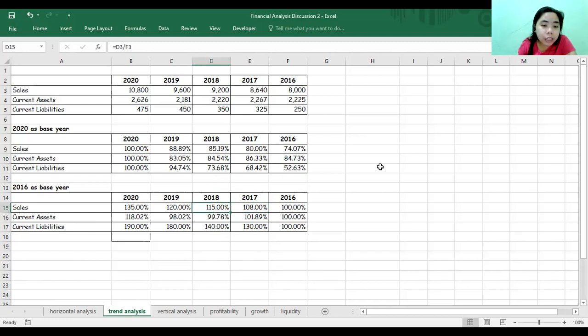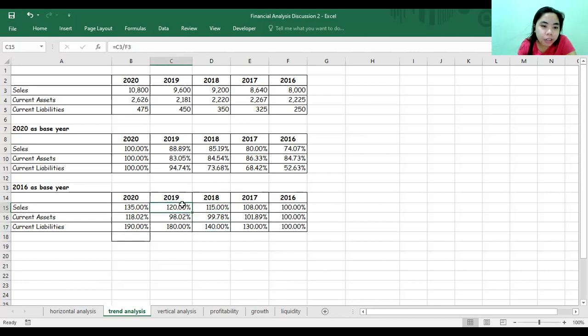So for 2018, sales is 115%, based on our 2016 data of 8,000. Current assets is 99.78% and current liabilities is 140%. So this means there is an increase of 15% in sales for 2018, and there is a decrease, very insignificant, of 0.22% in our current assets, and we have an increase of 40% in our current liabilities.